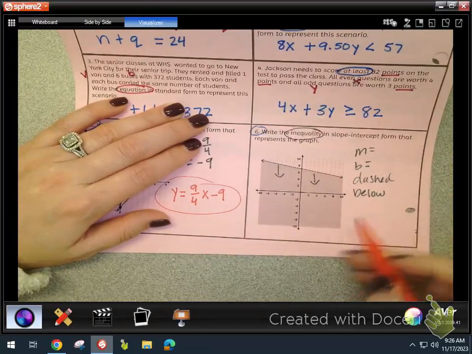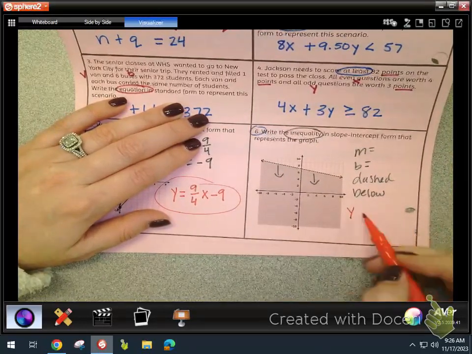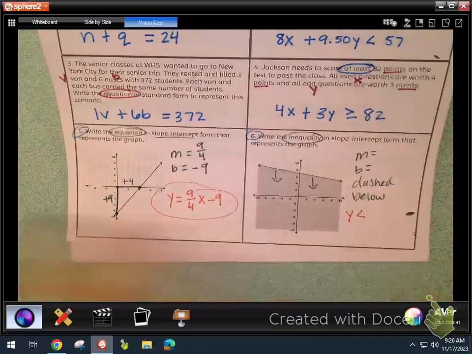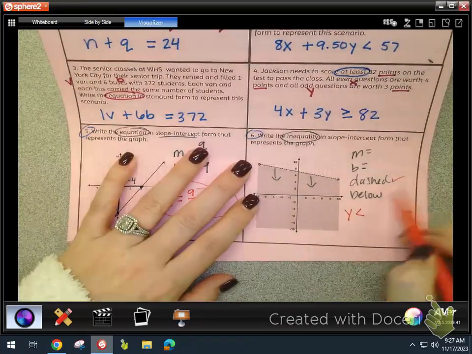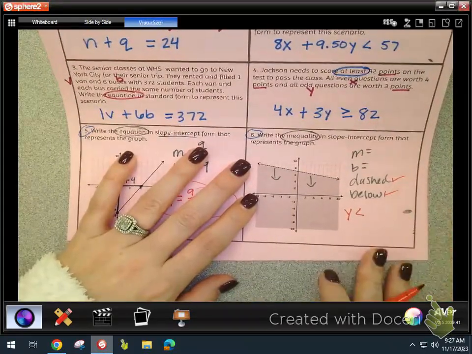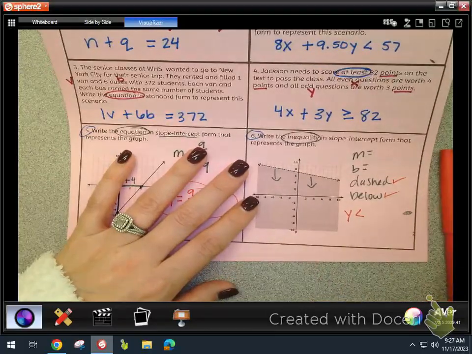So what symbol am I going to use? Less than. Just a less than. Very good. Remember, equal tos mean solid line, so I know I'm not going to have an equal to because this guy's dashed. Shading below is going to be a less than. Shading above is going to be a greater than. So we need to know which symbol we can use. And then we've taken care of this, and now all we have to do is the mx plus b. So what is the b?